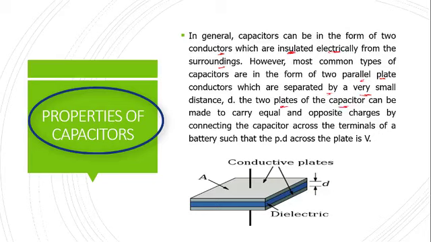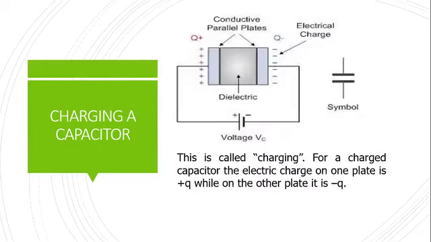These two plates of the capacitor are made to carry equal but opposite charges, that is, positive and negative charges at the same time, and they are connected across the terminals of the battery such that the potential difference across the plates is V. That way they can retain and store charges.